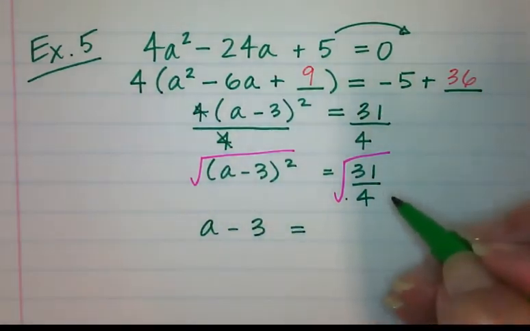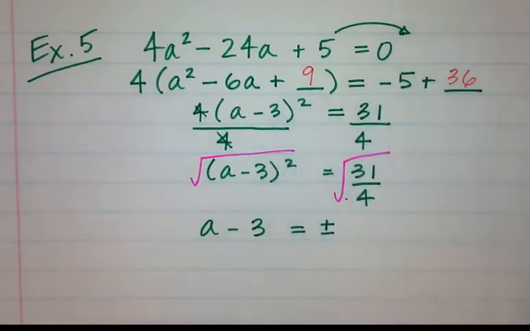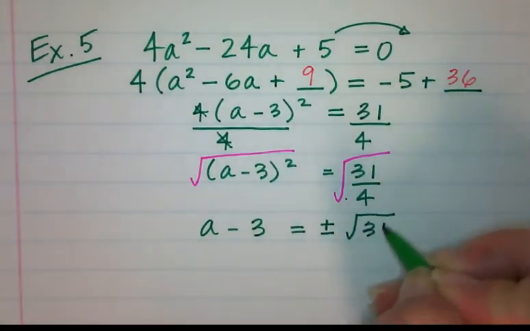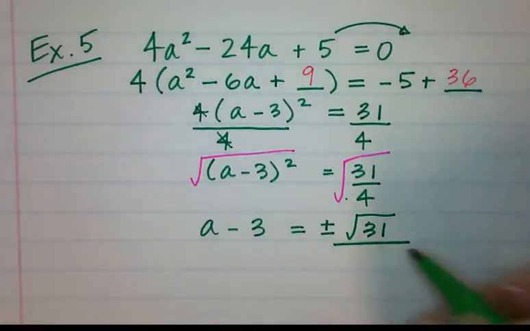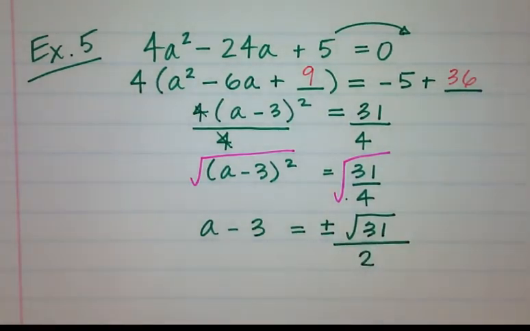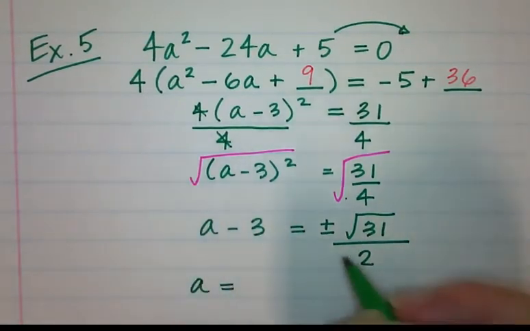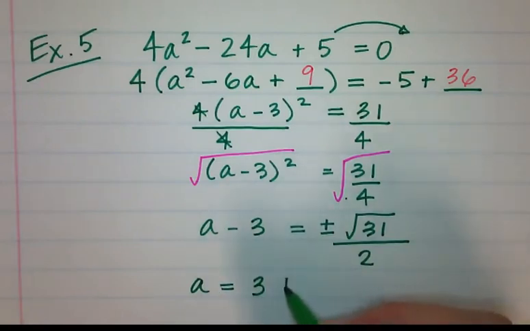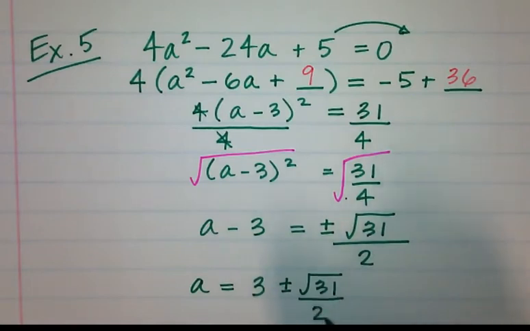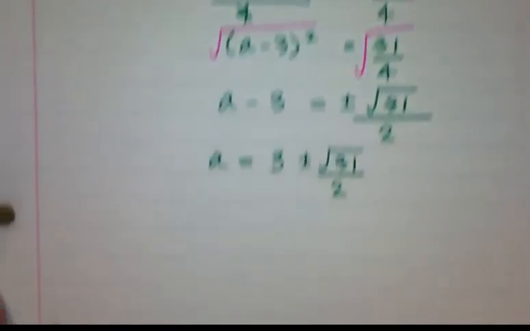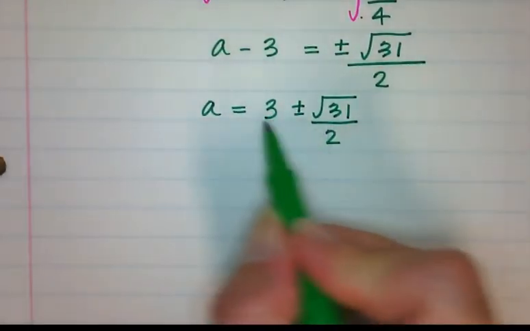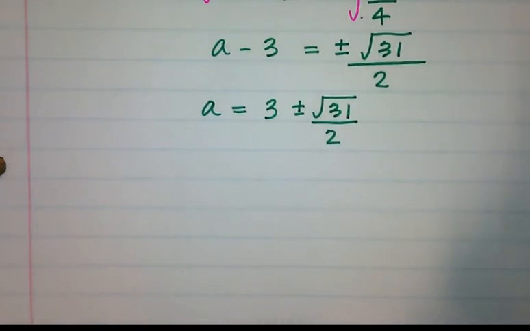On the right side, the square root of 31 we don't know. Don't forget your plus or minus. So square root of 31 we don't know, but we do know that the square root of 4 is 2. All right, now we need to solve for a. So if we add 3 to the other side, we have 3 plus or minus the square root of 31 over 2. Now, some books or tests, exams, will have you add these two things together.